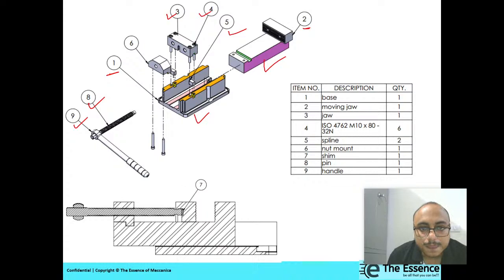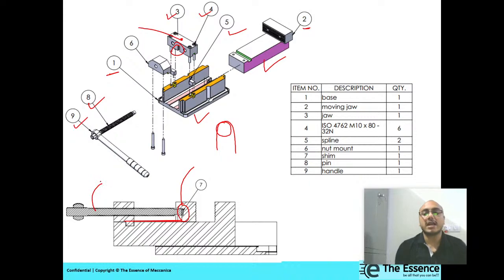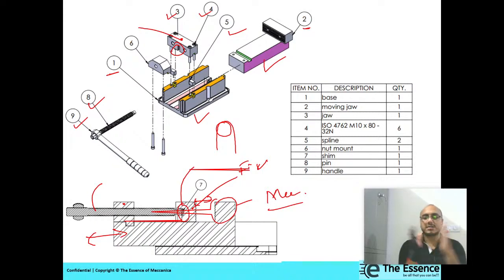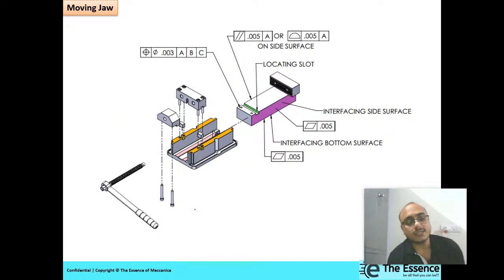And if you see in this fixed jaw, there are slots like this, and it has a shim over there. If you see this part, there is a shim on which this stud rotates. So it rotates on this fixed jaw, and then this part is threaded, so it will move the movable jaw horizontally as well. In that way, the width between those two jaws can be adjusted. So let's work out how to select geometric tolerances over here.